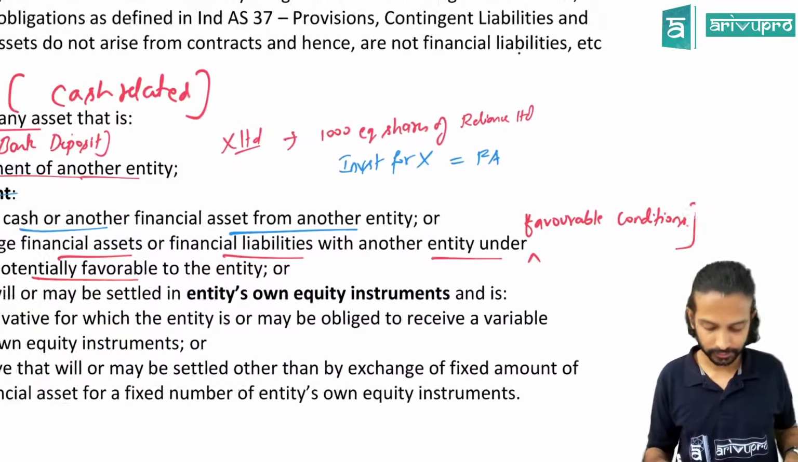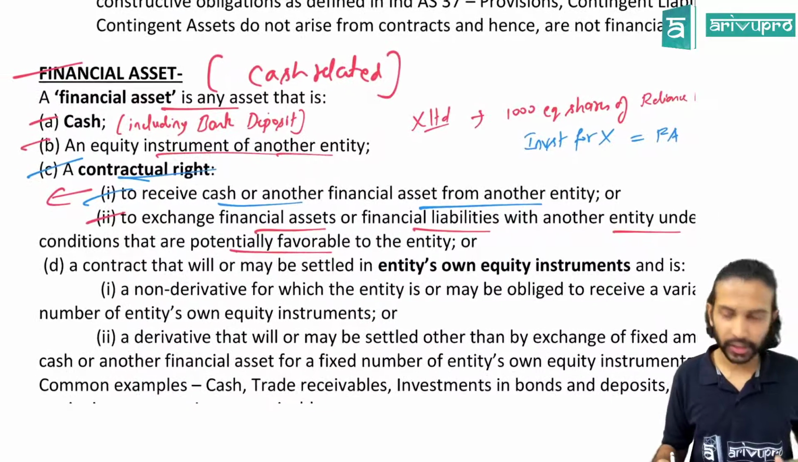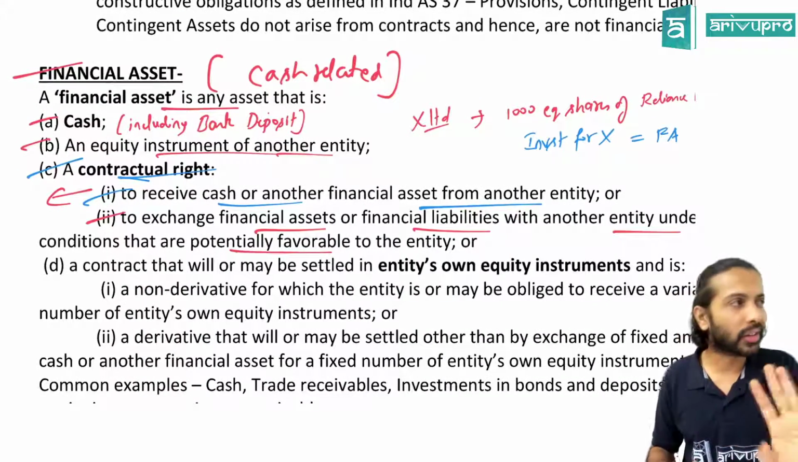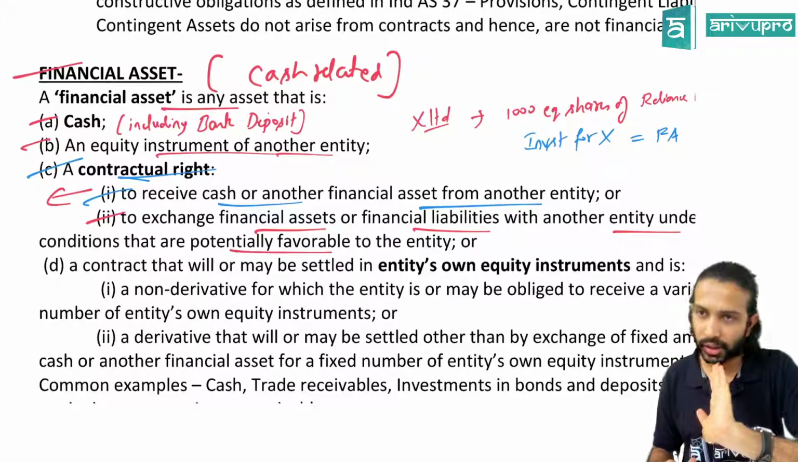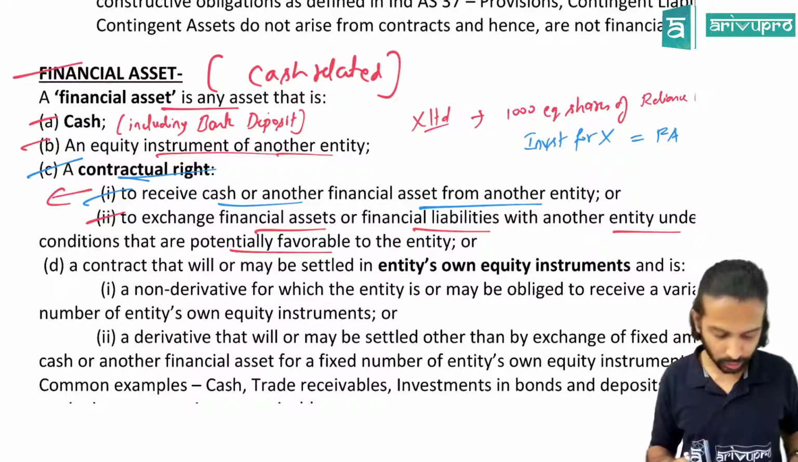What did you understand by that? We are exchanging a financial asset or we are exchanging a financial liability. We have not discussed financial liability, so let's leave that out. Either you are exchanging a financial asset or a financial liability under favorable conditions is what they are saying.